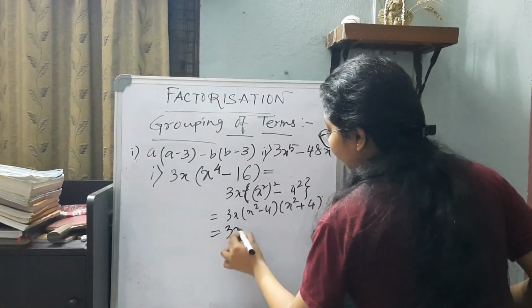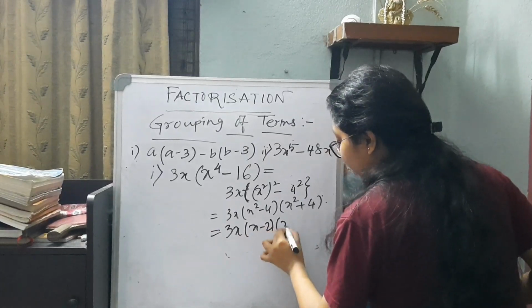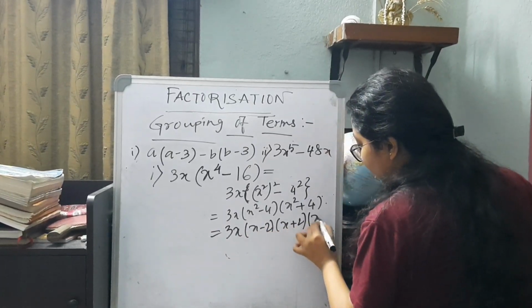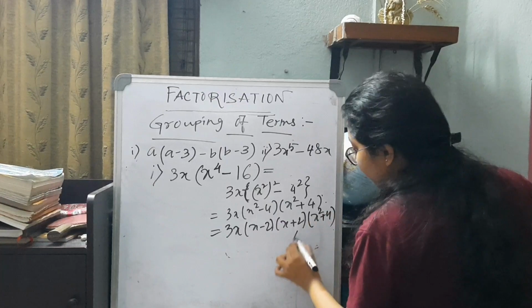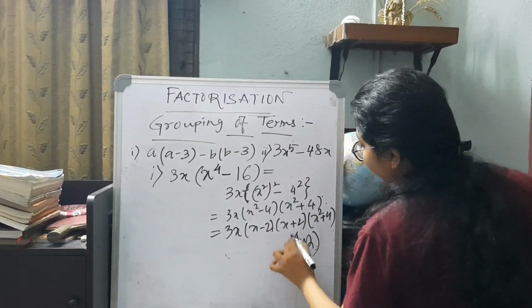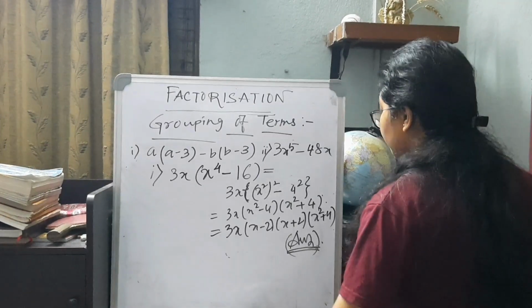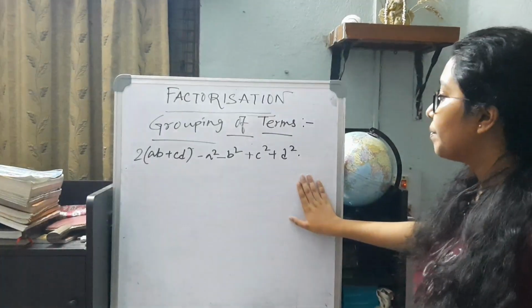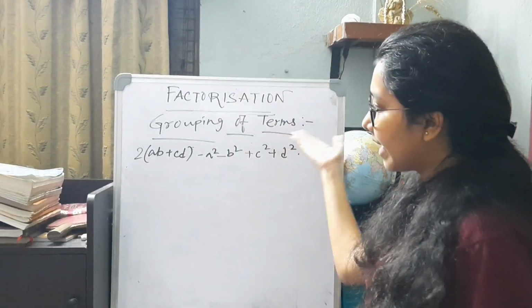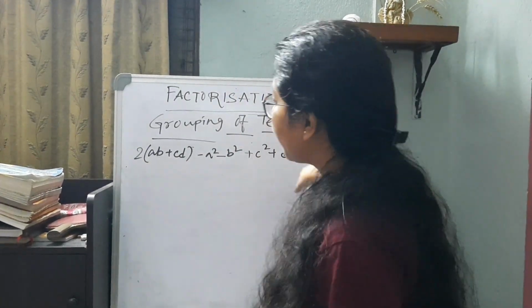So 3x into x minus 2 into x plus 2 into x square plus 4. This is our final answer for the question. I am writing down question number 3 again. As you can see, the question that I had rubbed off by mistake, I have written it once again.